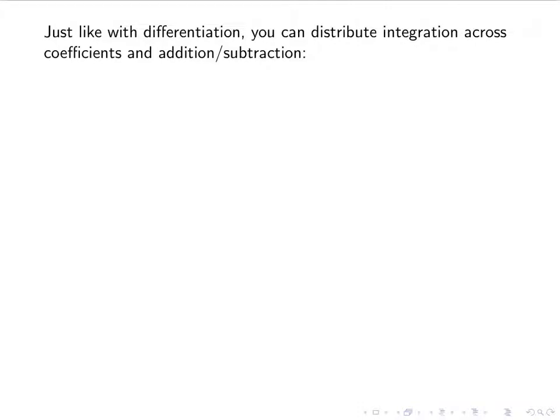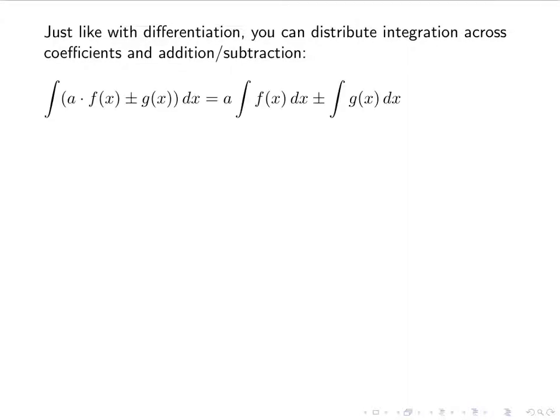Just like with differentiation, you can distribute an integration across coefficients and addition, subtraction. So if I have something like the integral of a times f of x plus or minus g of x dx, I can separate it across the addition and subtraction, and I can also move the coefficient out. But I can only move it out if it is in fact a coefficient. So a has to be a number. It can't include a variable.